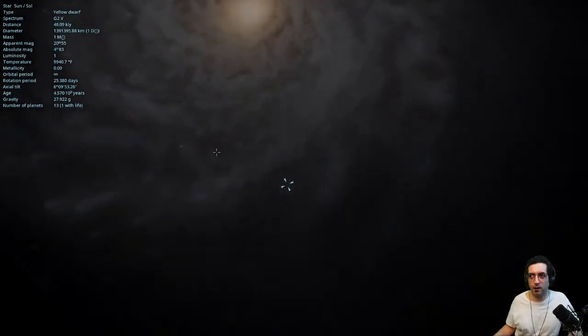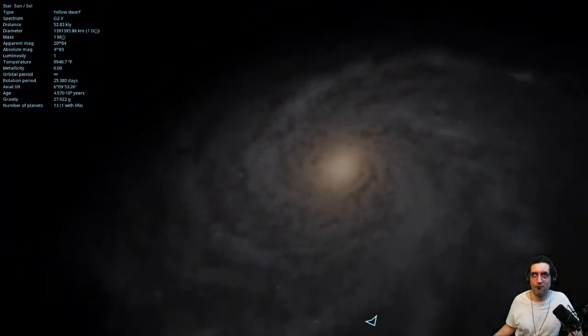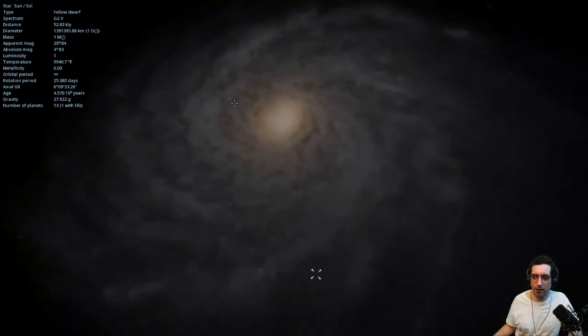So now a lot of this is like overlay, a galactic overlay. So the cloudy bit is the Milky Way galaxy.